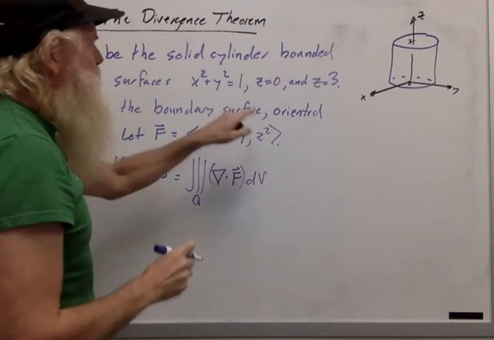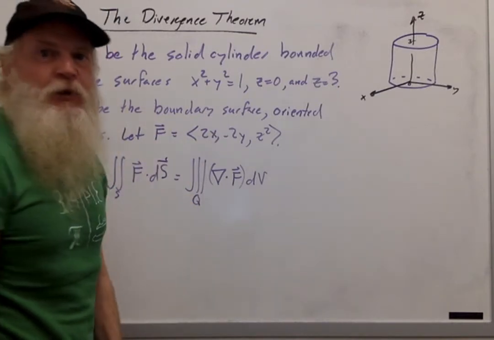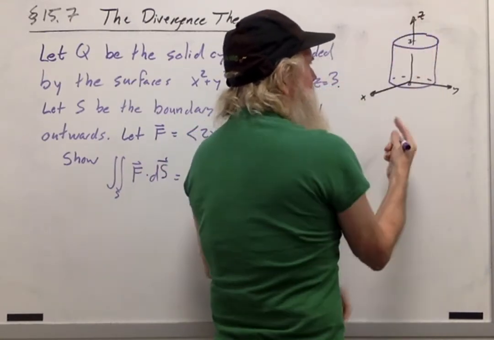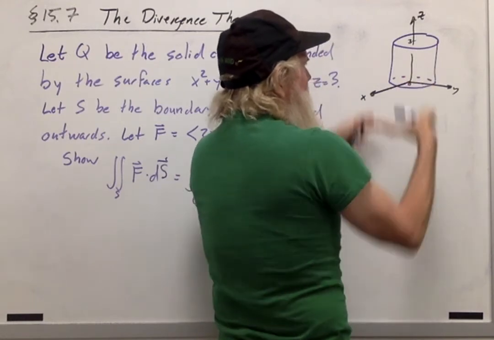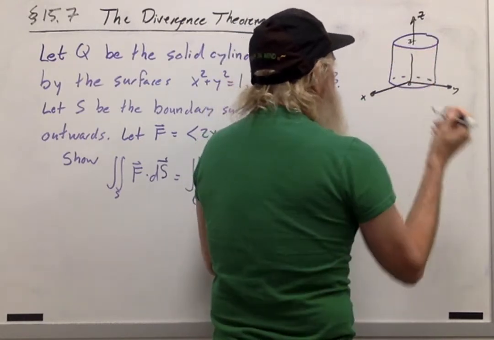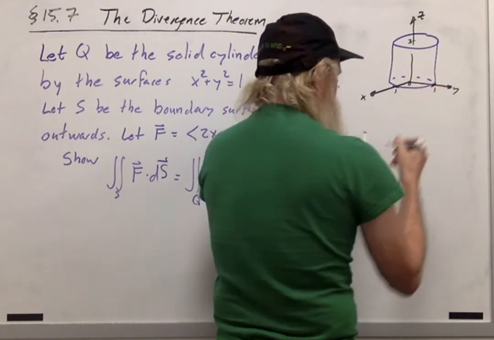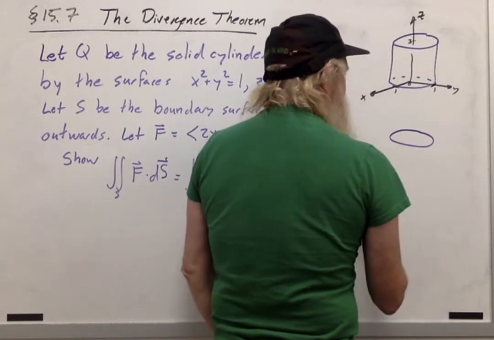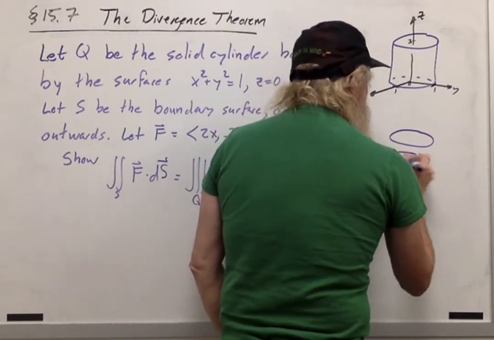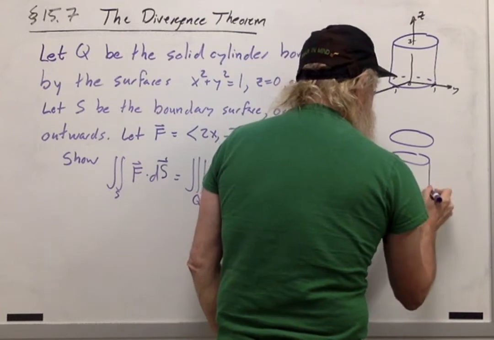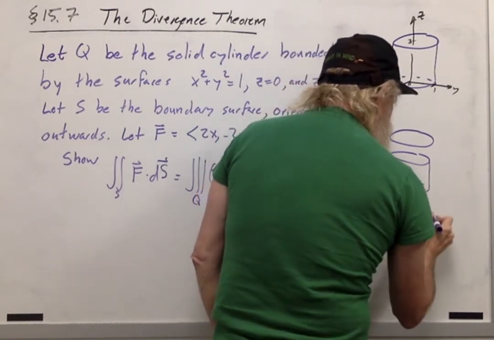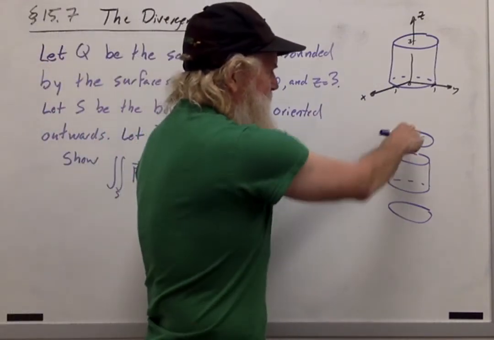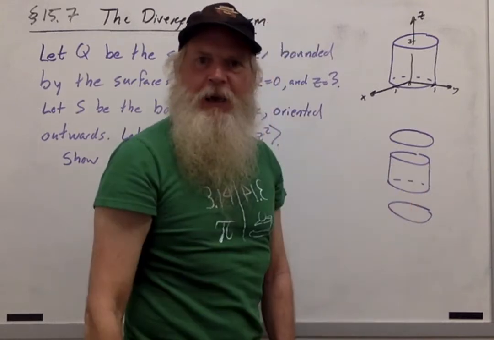Now notice that the boundary surface is going to be made up of 3 different pieces. It's going to have a disk at the top, a disk at the bottom, and then the lateral cylindrical sides. I'll remind you that the radius of the cylinder is 1. So if I split it apart, I have the disk at the top, I have the cylindrical sides, and I've got the disk at the bottom. Think about a tin can or a can of soup, where you have the lateral sides, then the circle at the top and the circle at the bottom.